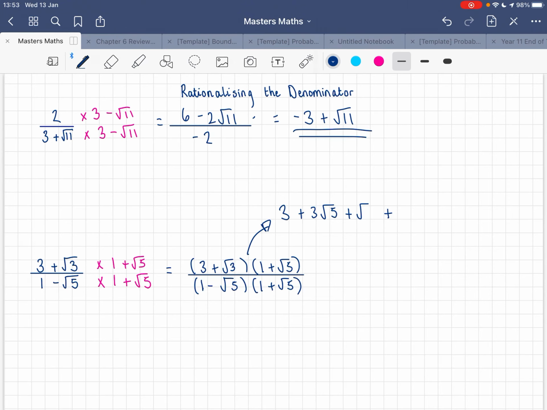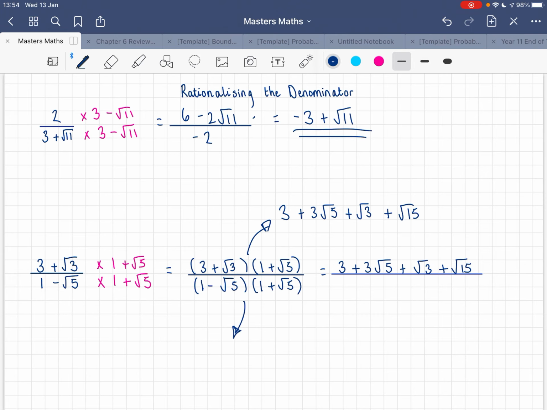So I'm up to root 3 times 1 is root 3, and then root 3 times root 5 is root 15. There is no simplifying I can do there. There are no like terms, there is nothing I can add together, so I have to just leave it as it is. So the numerator of my fraction is 3 plus 3 root 5 plus root 3 plus root 15. That's as simple as it's going to get, unfortunately.